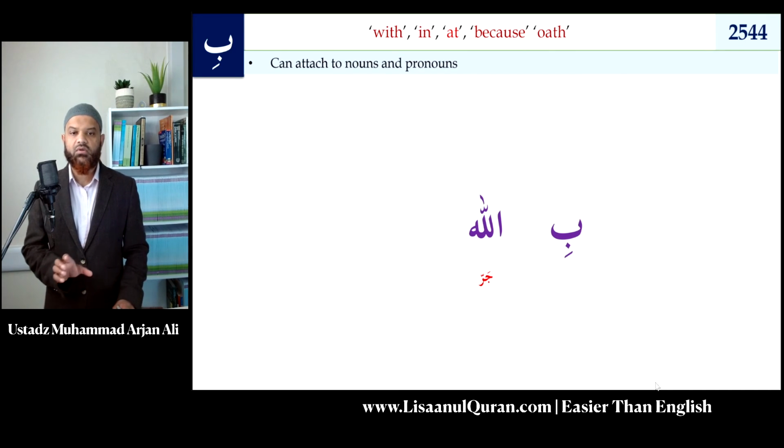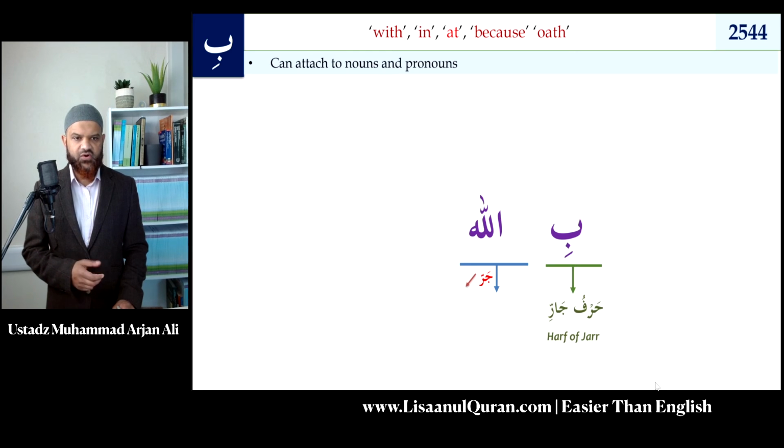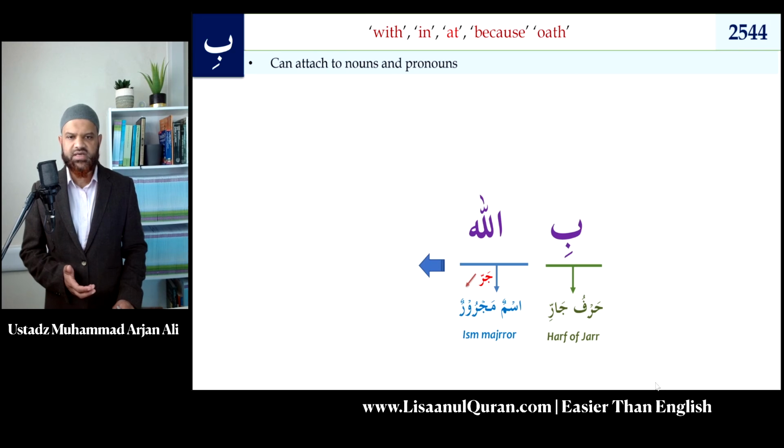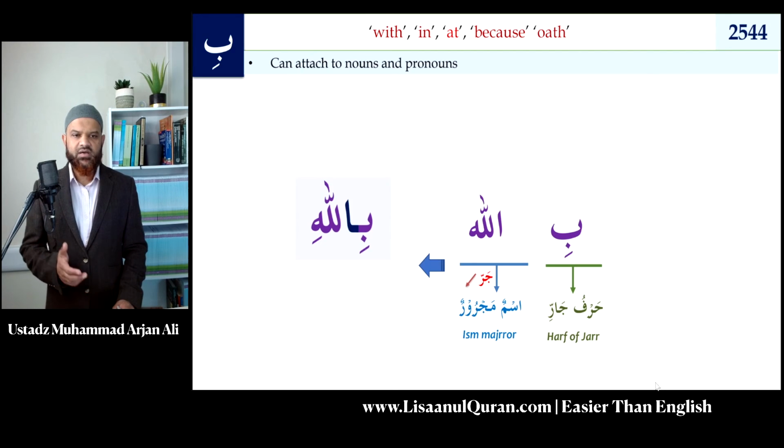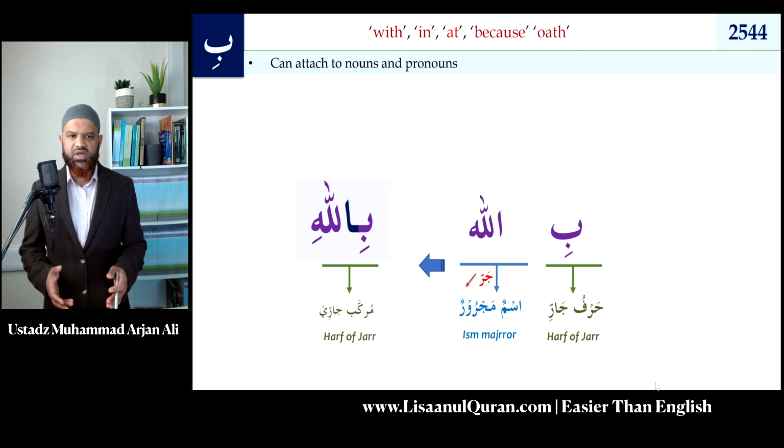So we have the word Allah in jar status. And we have the ba, which is a harf of jar before, and this will be called ism majroor, exactly like what we've seen before. So what happens in writing? We have B joining the hamzatul wasl. The hamzatul wasl does not disappear here. And then we have billahi, which is, of course, your jar majroor or murakkab jari, which means in Allah or with Allah.